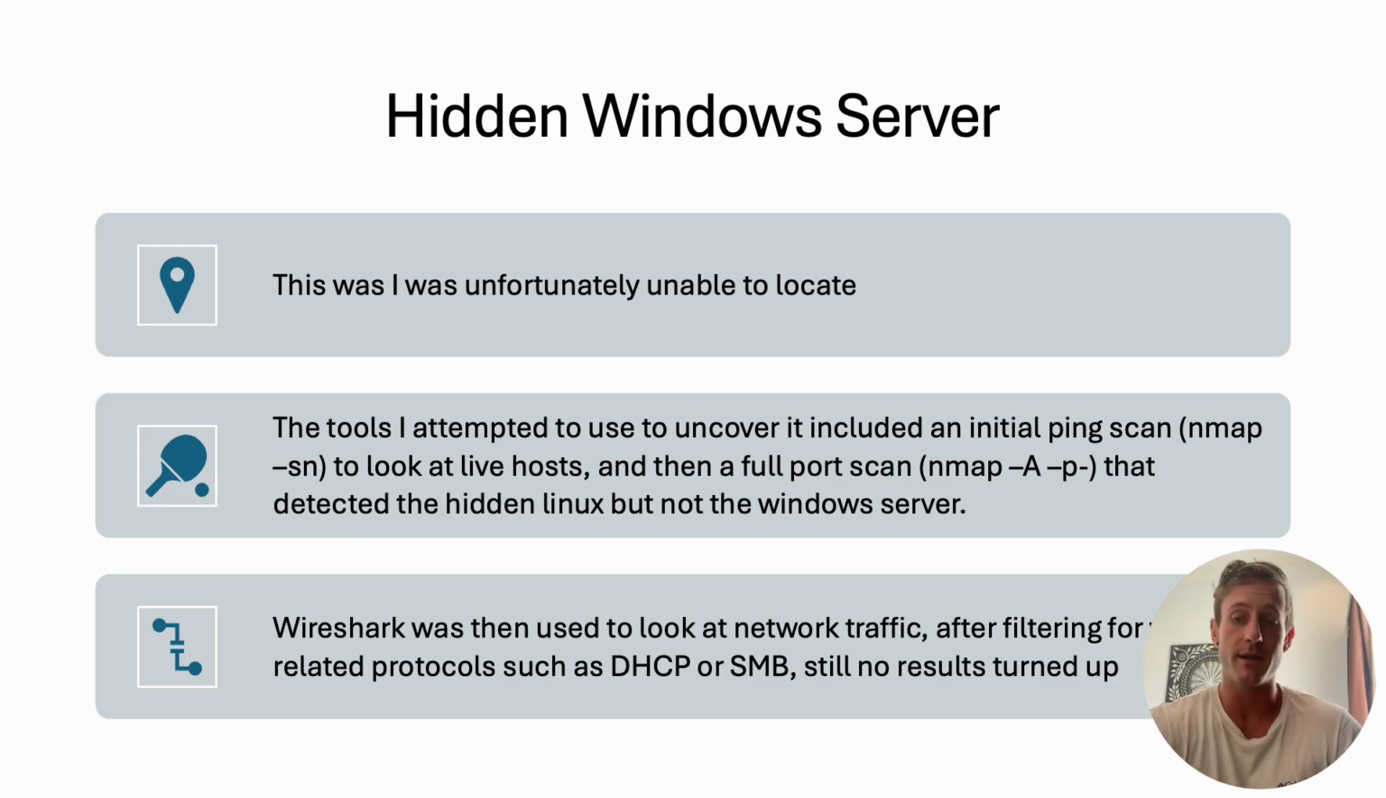That detected the hidden Linux server. I was able to find the IP address and the open ports and things running on it, but not the Windows server. And then with Wireshark, I looked at some network traffic. There are certain filters you can apply that just relate to Windows protocols, such as DHCP or SMB. Still no results turned up.